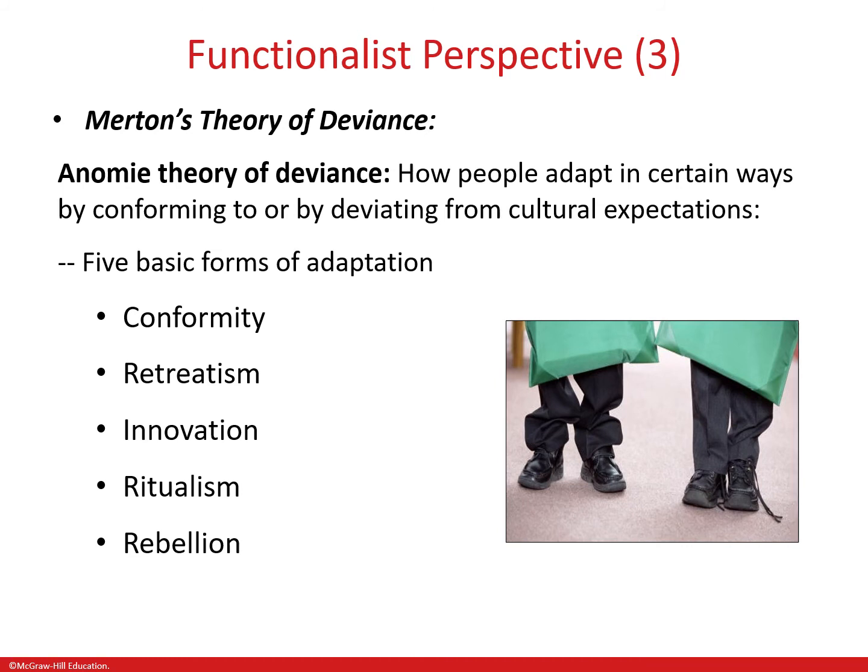Rebellion. Okay, so the rebel rejects the original goal of society and the means, and they will attempt to replace them. So if you're ever trying to understand the Occupy Wall Street movement, that's what they were about. Any kind of political organization really attempts to replace social structure. So they're rejecting that original goal, and they would be trying to do something about it to replace it.